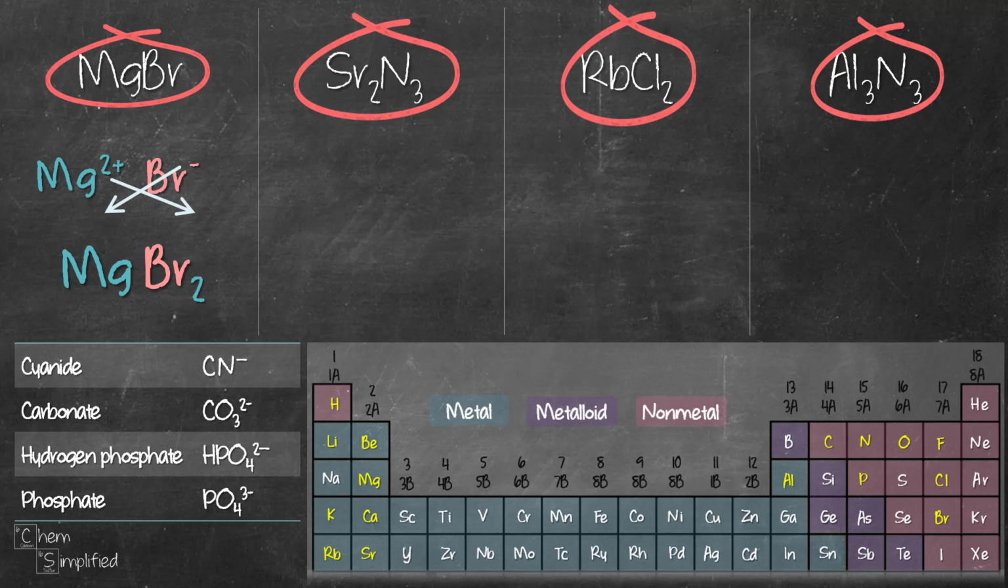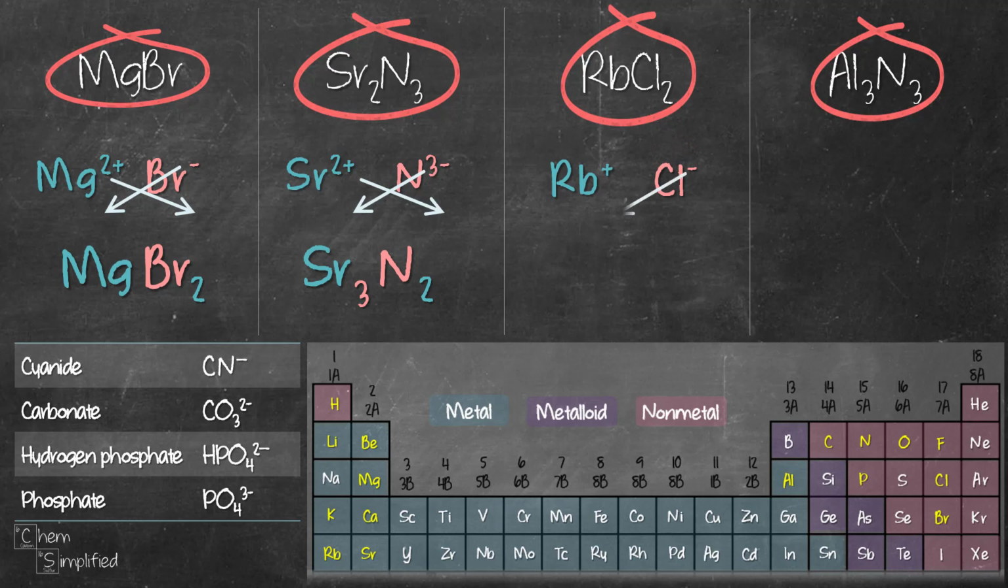We do the same for our next formula, which is between Sr and N. So we get Sr2+ and N3-. We cross over the charges and we get Sr3 and then 2 for nitrogen. So the correct formula is Sr3N2. Now we move on to the next formula, which is between rubidium and chlorine. So Rb is from group 1, so its charge is Rb+ and Cl is -1. We cross over the charges, and because it's just 1 that we're crossing over, we don't have to write it out. So the actual formula is RbCl.